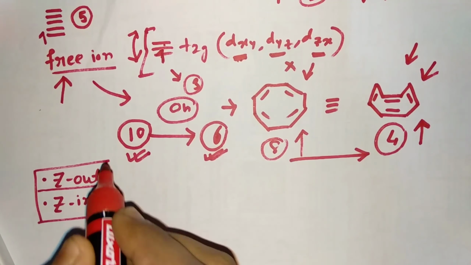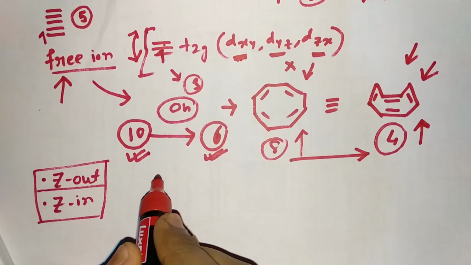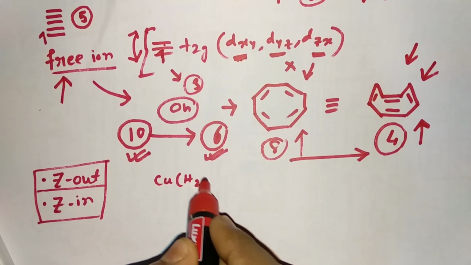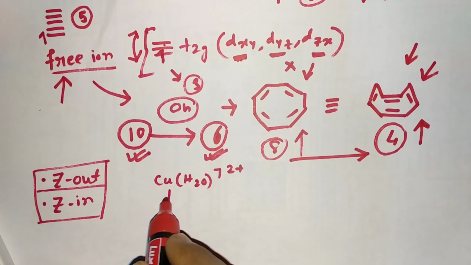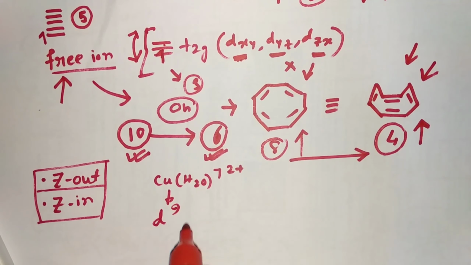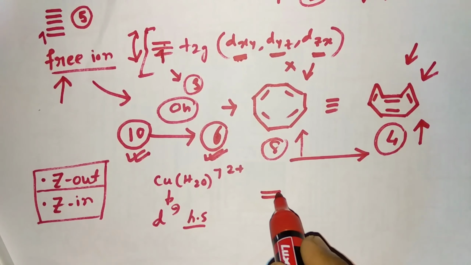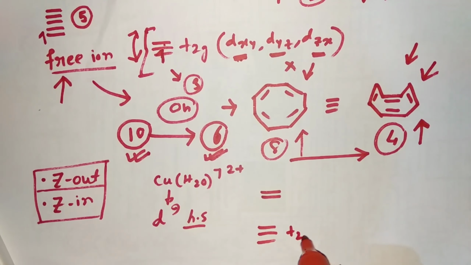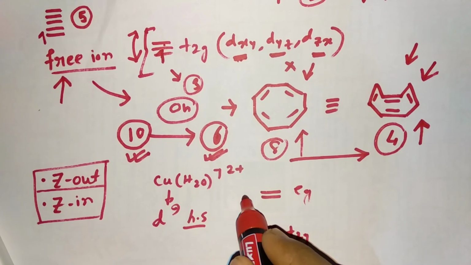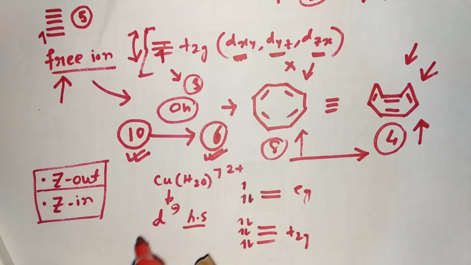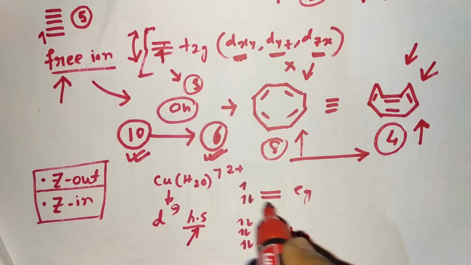So let's take an example. It will help you a lot. Say a system like [Cu(H2O)6]2+. This is a d9 system with weak field ligands, that is high spin, or maybe high spin or low spin, it doesn't matter. So the d9 system looks like this. This is t2g, this is eg. So 1, 2, 3, 4, 5, 6, 7, 8, 9. It will be like this. Maybe it will be high spin or low spin, the configuration will be the same.